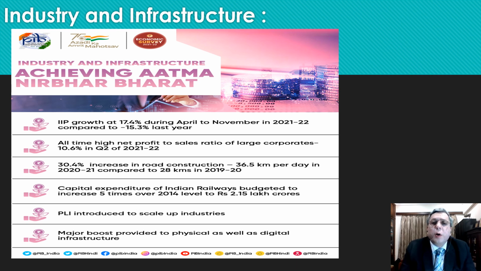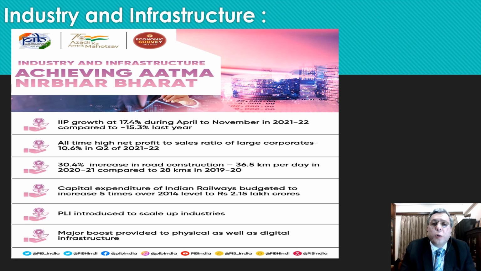All-time high net profit to sales ratio for large corporates at 10.6% in quarter 2 of 2021-22. As I mentioned, corporate India grew their earnings by nearly 30%, and some of them had very sharp recoveries. And we are seeing on an economy-wide level, the net profit to sales ratio went to 10.6%.